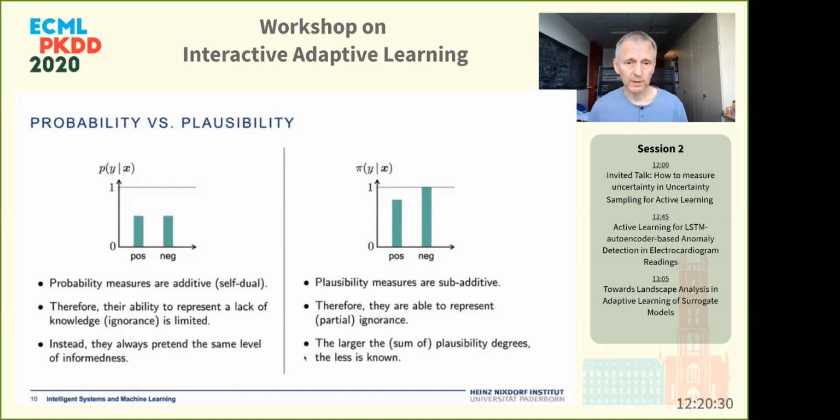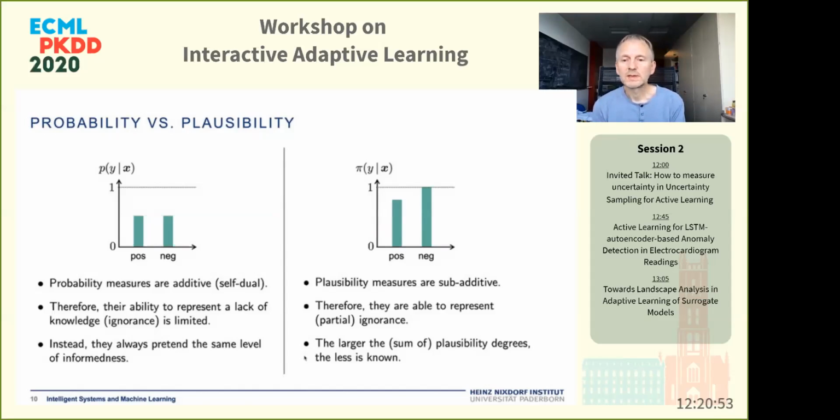and therefore self-dual, which means that the probability of an event A is always 1 minus the probability of the complement of that event, and the total probability mass, so to say, is always 1. It's normalized. So you always, in a sense, represent the same amount of informedness, if you want.